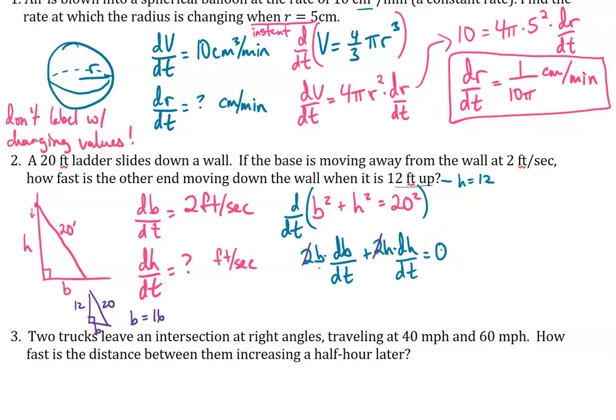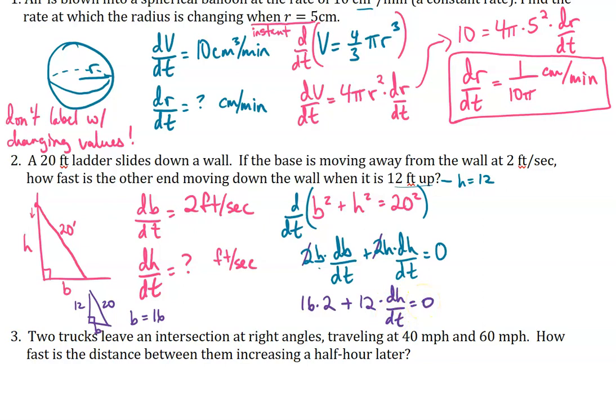So if you have the 2's in there, not a big deal. This is just going to give me smaller numbers to work with. Okay, so b is 16, dB over dt is 2, h is 12, and dH over dt is the unknown.